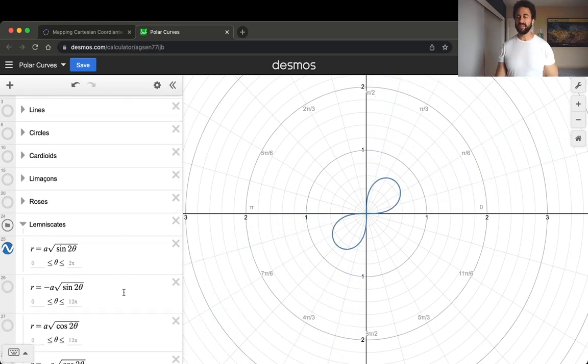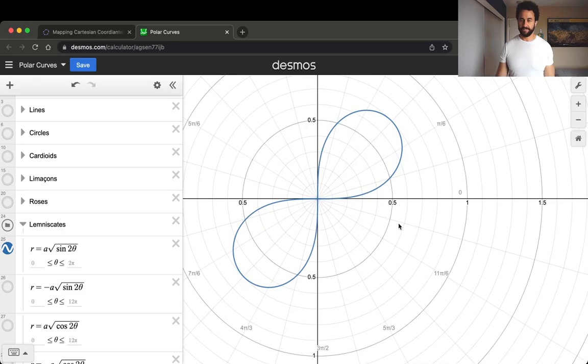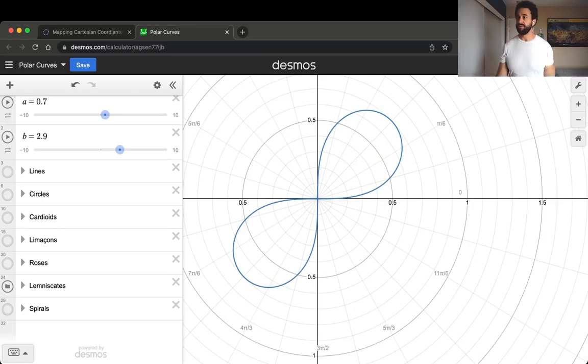And because Desmos actually can't interpret r squared equals a squared sine 2 theta as a function of theta, because it's r squared, I had to do each one individually. So I did r equals a root sine 2 theta, but you'll get the same result either way. So that's a lemniscate. And again, you can play around and explore these more if you would like.